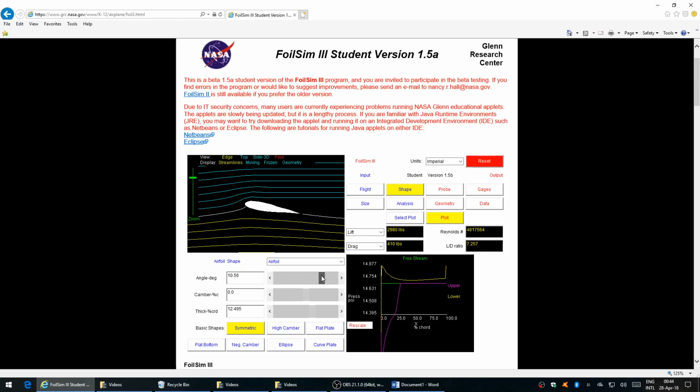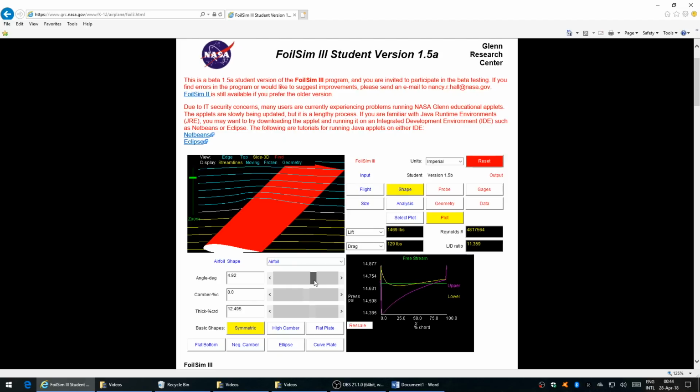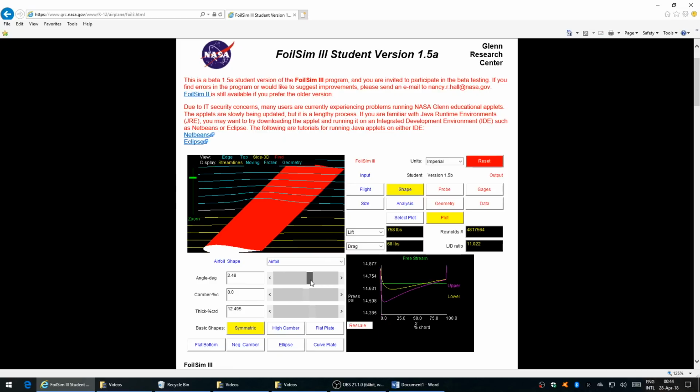So there's the stall, there's the stall recovery. We can view this in a side 3D view. There's the stall, there's the stall recovery.